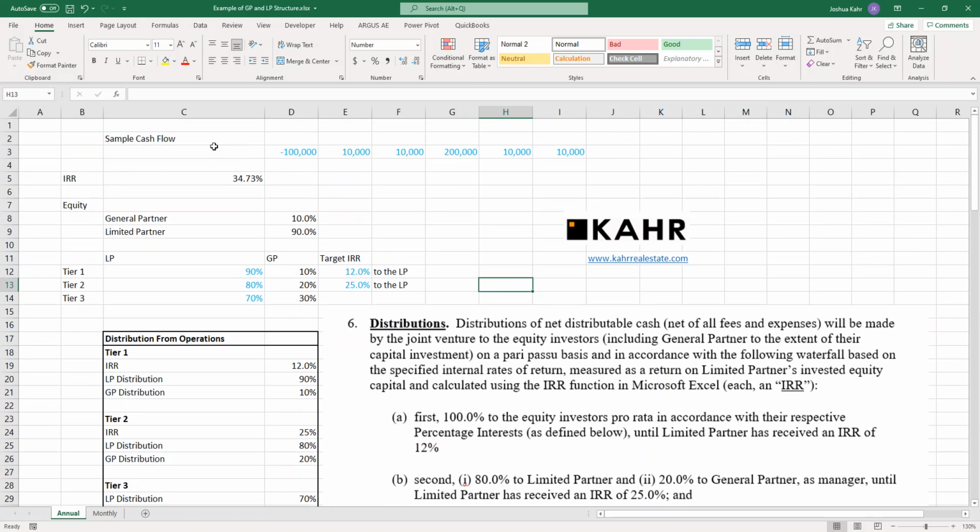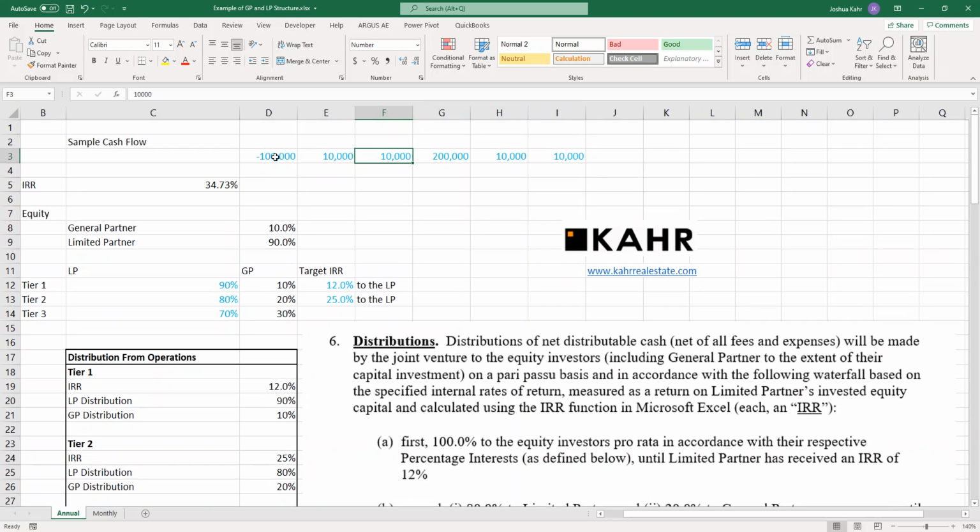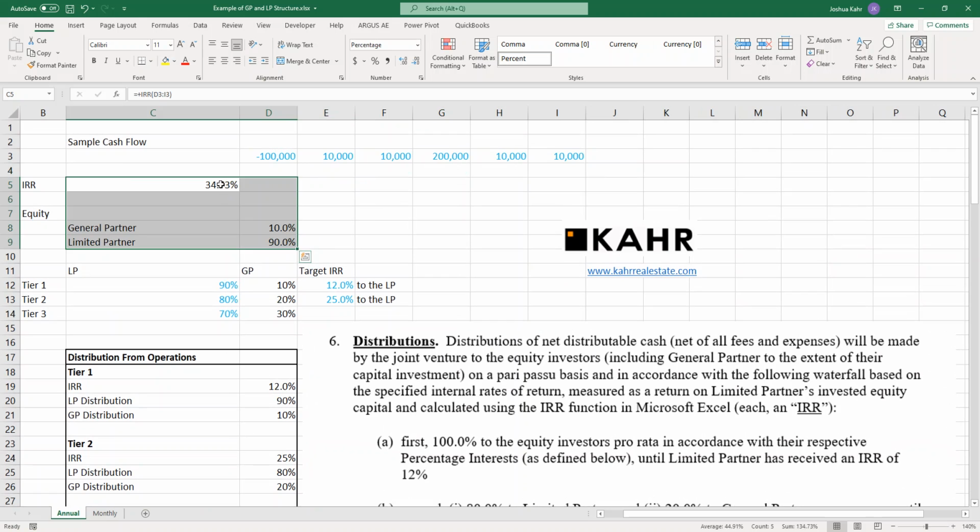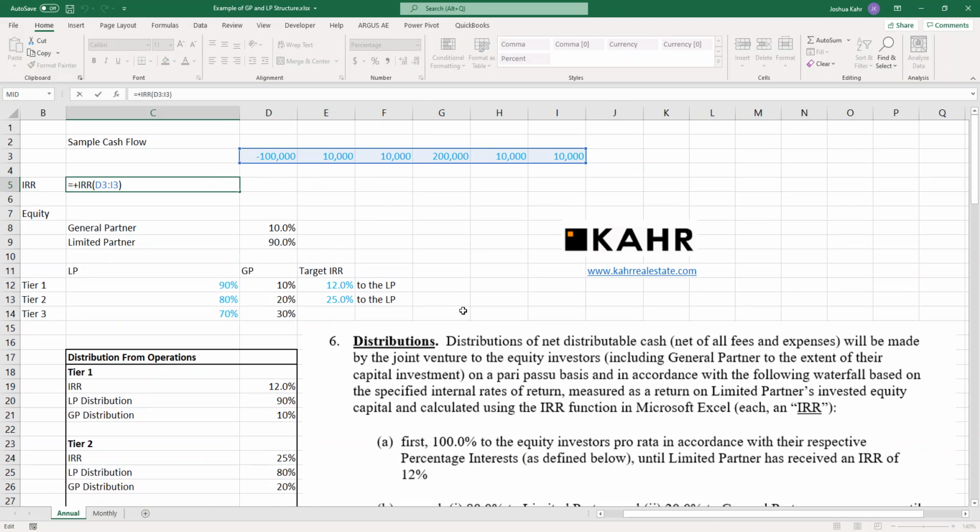So we have here a sample cash flow. Money in, money out. 10-10, 200, 10-10. We're putting in negative 100. I made the money in negatives. I made the money out positives. I made them blue so it's clear that these are inputs and these are formulas. In this case, that's the overall rate of return of the deal.